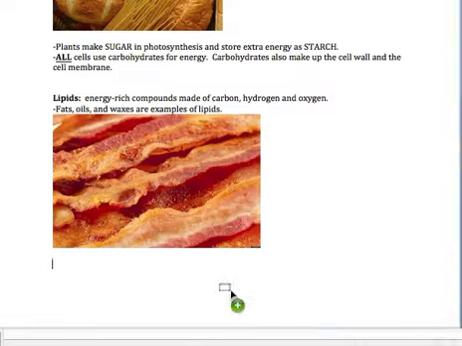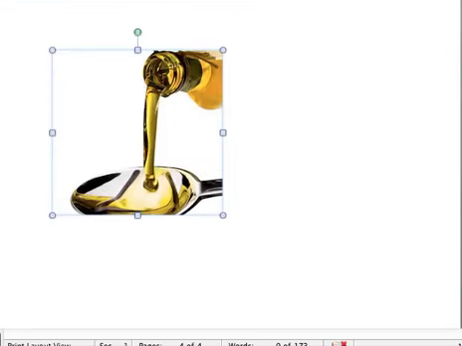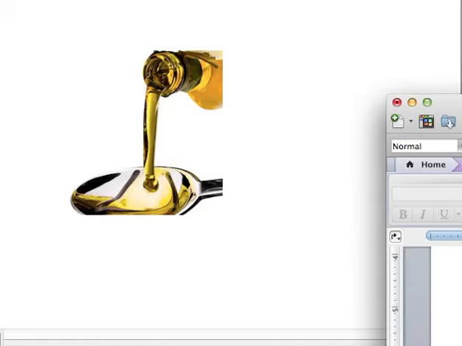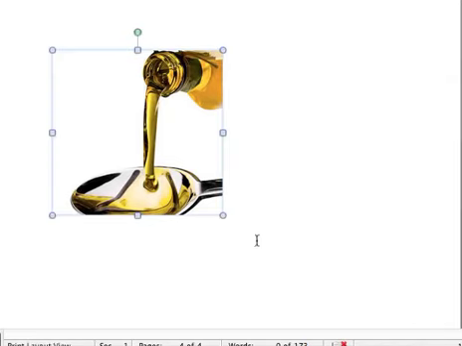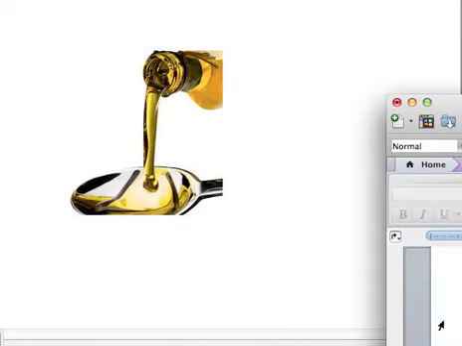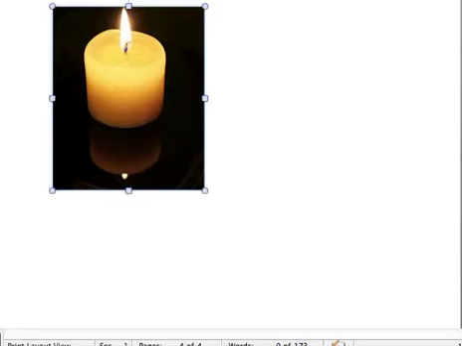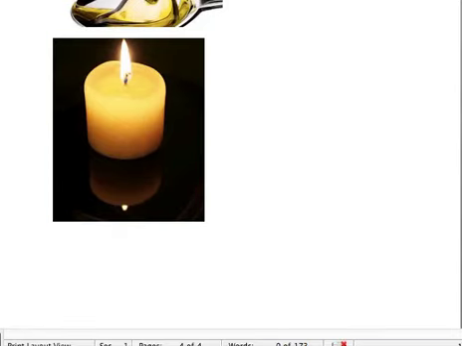I have a little picture of some oil. Looks like perhaps some olive oil being poured into a spoon. And then I'm also going to include a wax candle. A wax candle is made up of wax. Wax is an example of a lipid.